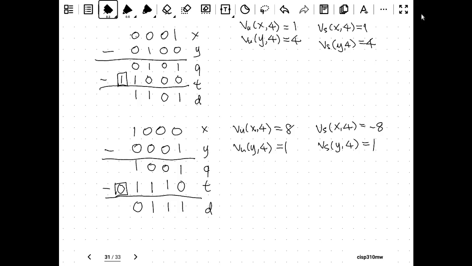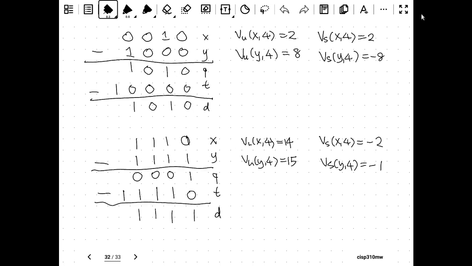We look at this borrow flag over here. Since it's a 0, it's telling us that x is not less than y in an unsigned way. 8 is not less than 1. That works out. Let's look at the next two examples. This one here is telling us that 2 is less than 8. Remember, the borrow flag is only useful for unsigned interpretation. And then finally, this case down here: we have 14 being less than 15, and the B flag is in fact a 1. So it is matching all the cases.